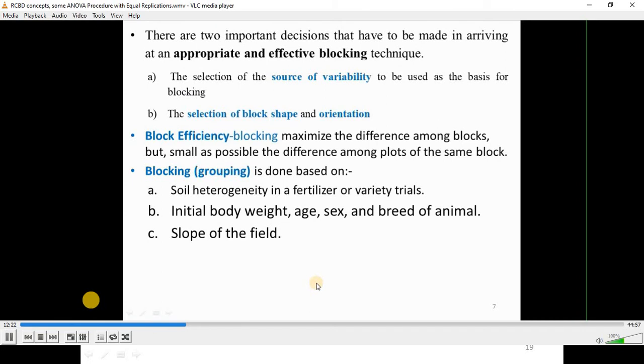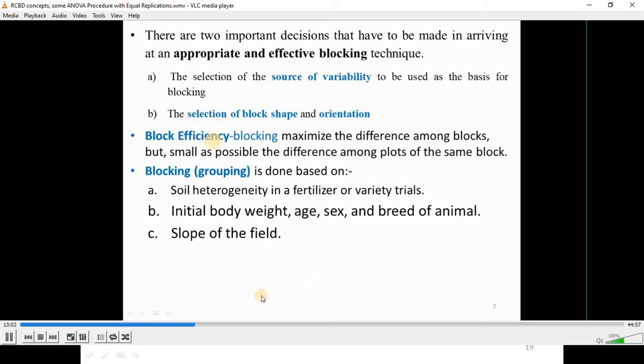There are two important decisions that we have to make in having an appropriate and effective blocking technique. The first is the selection of the source of variability to be used as the basis for blocking. We have to know the direction of the source of variability. The second one is the selection of block shape and orientation. Those points should be considered in arriving at decisions for an appropriate and effective blocking technique. And the block efficiency.